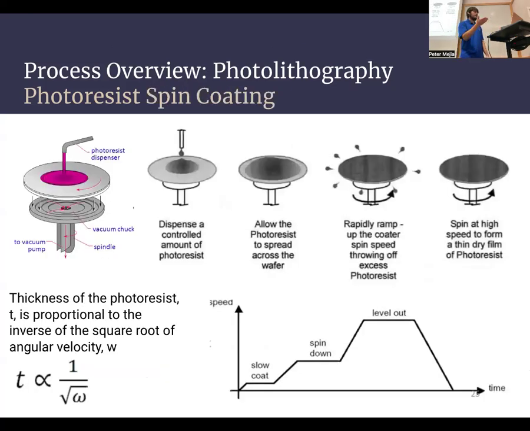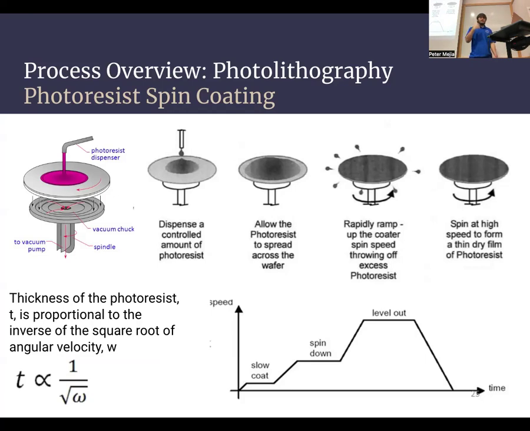So in order to get the photoresist on your wafer, you're going to have to spin coat. There's a spin coater, basically a machine with a little piece that spins, and you put the wafer on a chuck, which is this part right here that's actually holding the material. There's a vacuum so that it doesn't move when you're spinning it.